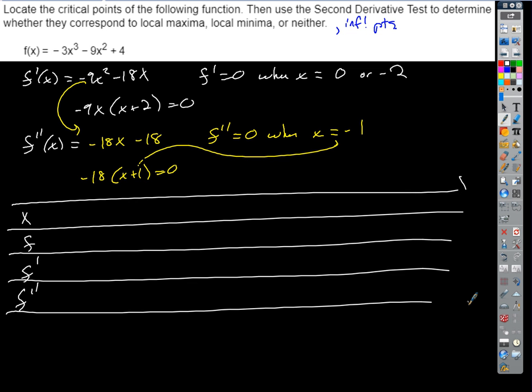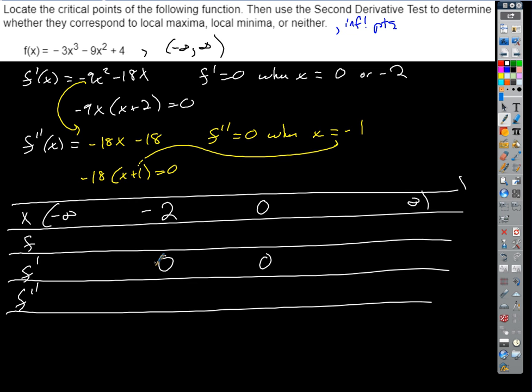So the domain of this function is what? Right, so our domain, we add that. And what are our critical numbers? Well, we get first derivative critical numbers, where the first derivative is 0, and that's at x equals 0 and x equals negative 2. Okay, those are places where the first derivative is 0.